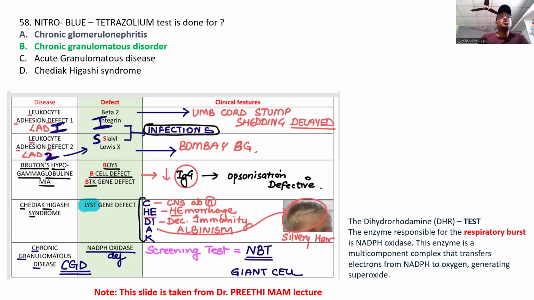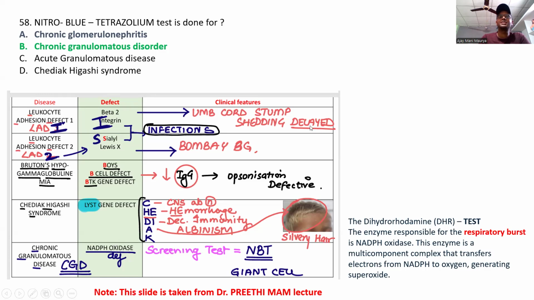Next is the nitroblue tetrazolium test, which is done for chronic granulomatous disorder, CGD. B is the correct option, the green one. So guys, there is one table, which I took from Dr. Preeti ma'am's lecture. They are always going to ask one MCQ from this table only, guys. This is going to be from chronic granulomatous disease.